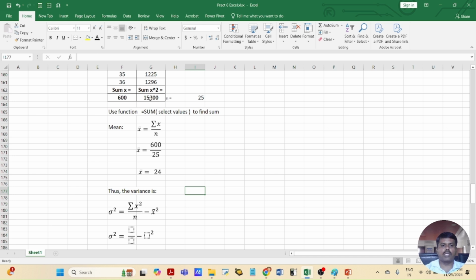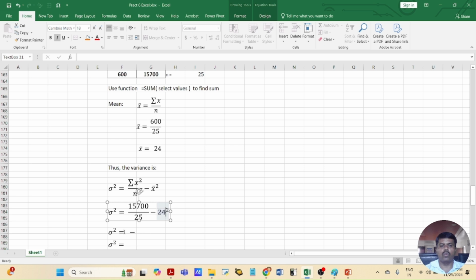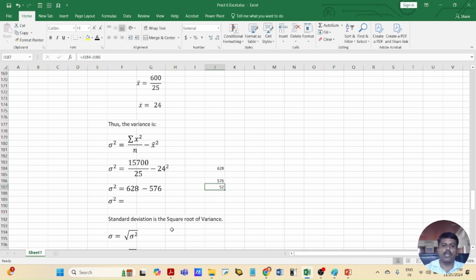Now here we get the answer for sum of x square, that is 15,700. We put here 15,700 divided by 25 minus x bar, which is 24, raised to 2. So the answer for 15,700 divided by 25 is 628 minus the square of 24, which is 24 into 24, that is 576. Now in the next step we do the subtraction of these values, that is 52. So the variance of the ungrouped data is 52.